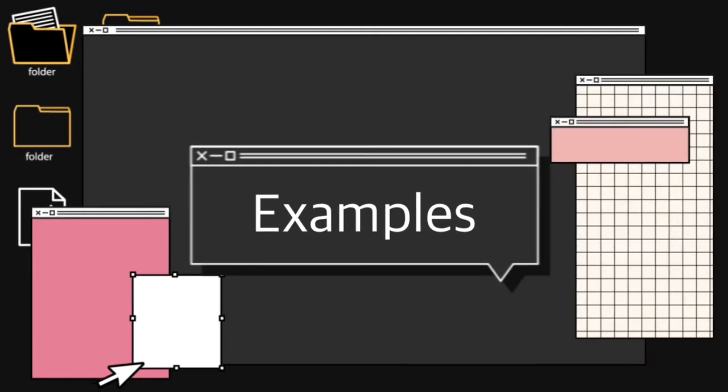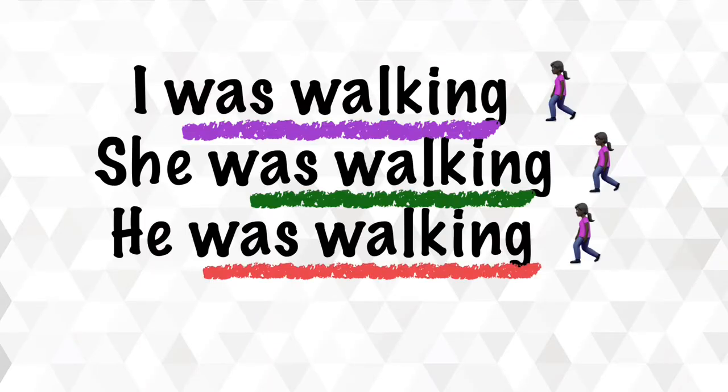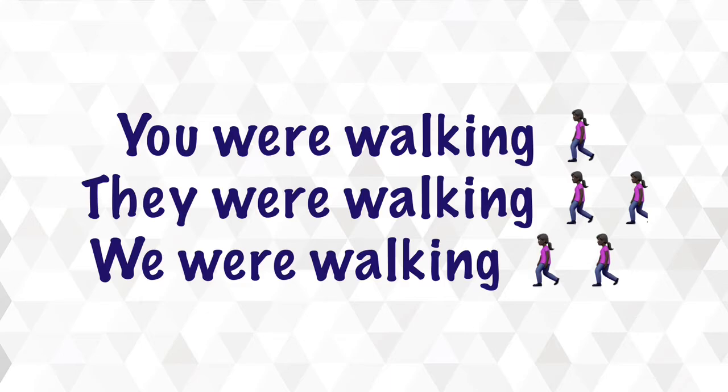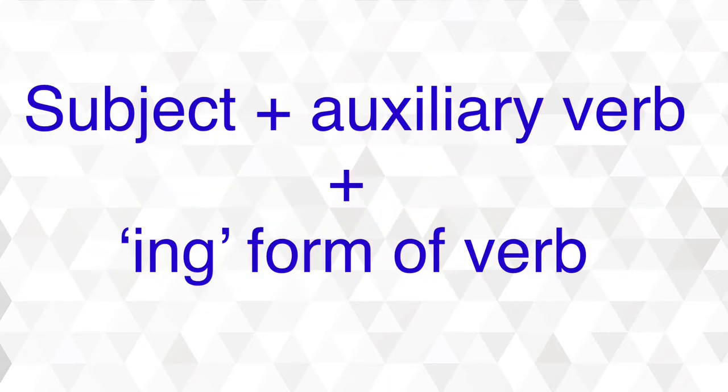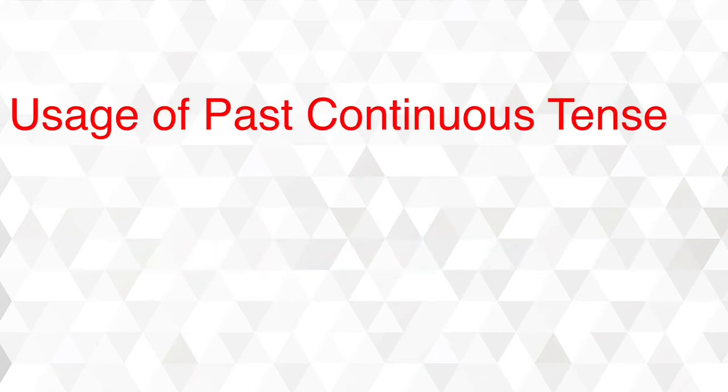Let's check out some examples. I was walking, she was walking, he was walking. You were walking, we were walking, they were walking. So the subject is followed by a be form of verb, also known as auxiliary verb or helping verb, which is again followed by an ing form of verb.